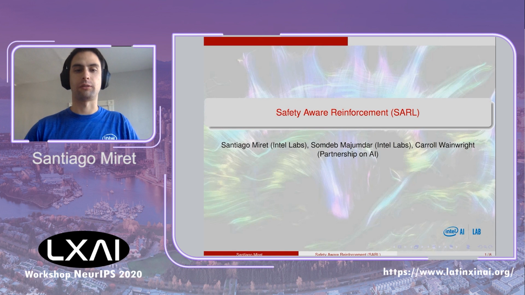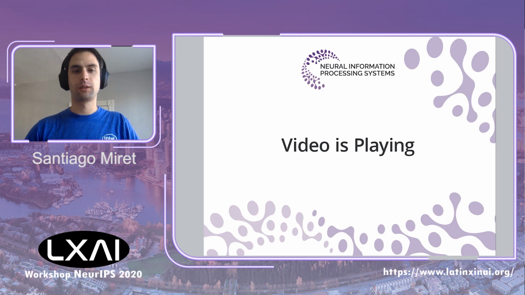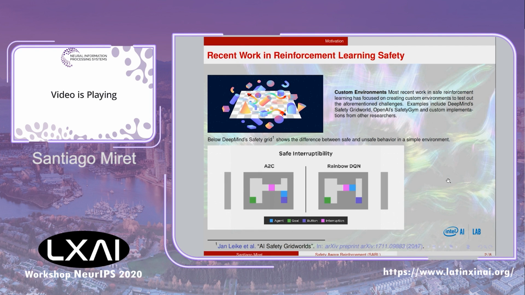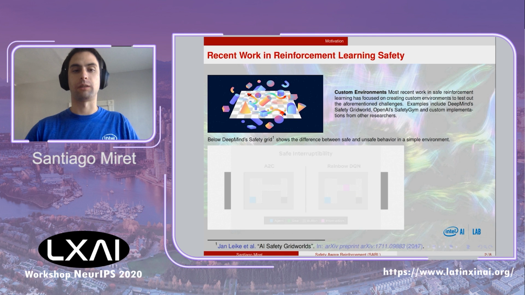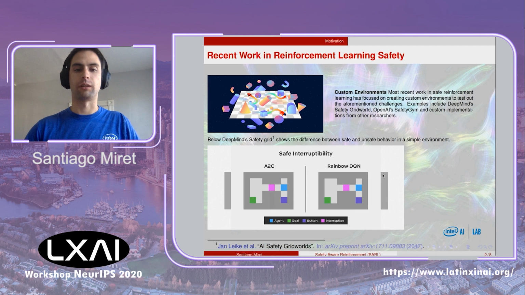And today I want to talk to you about safety-aware reinforcement learning, or SARL. As we think about deploying RL agents in the real world, safety is going to become a more and more important consideration. And because of that, researchers have started to develop custom environments where you can test out a variety of safety relevant scenarios. Some examples of that include OpenAI Safety Gym, as well as DeepMind's safety grids.